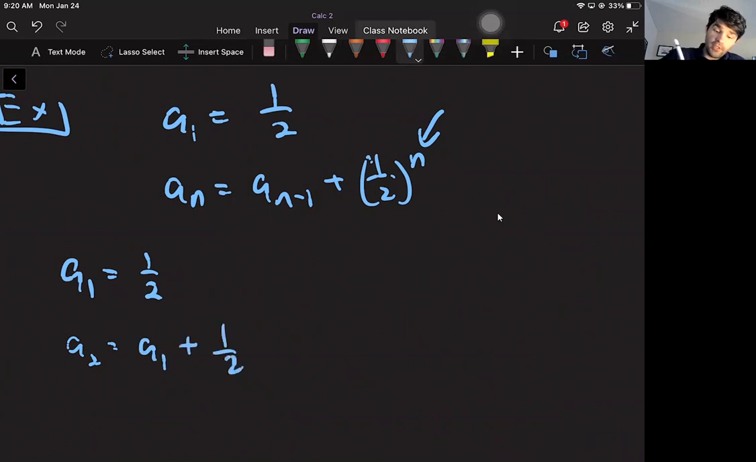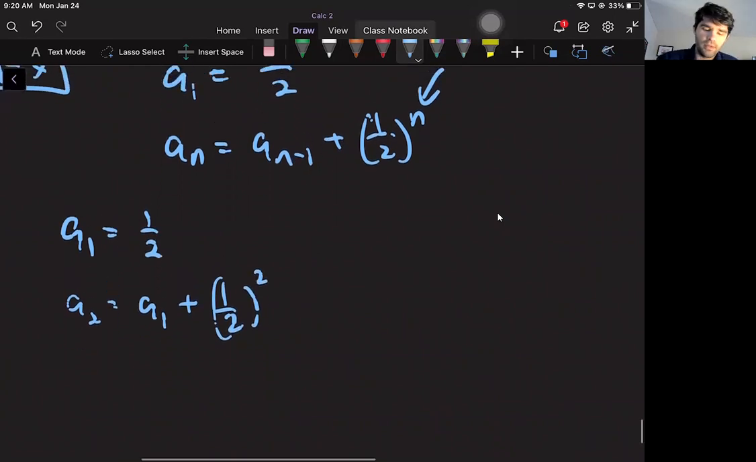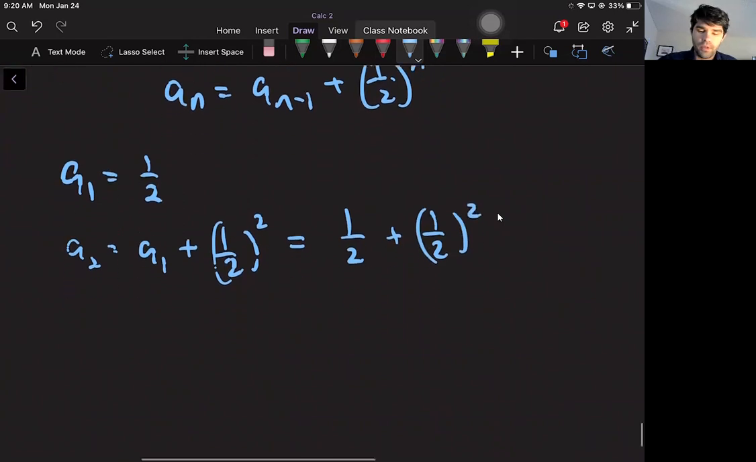Plus 1/2 to the 2, because now this thing is also changing. It's not just plus 1/2 every time. And then A1 is 1/2. So it's going to be 1/2 plus 1/2 squared. And it's typically better to not try to calculate that out, because then you'll lose sight of the pattern that's sort of appearing. All right, so what's A3?